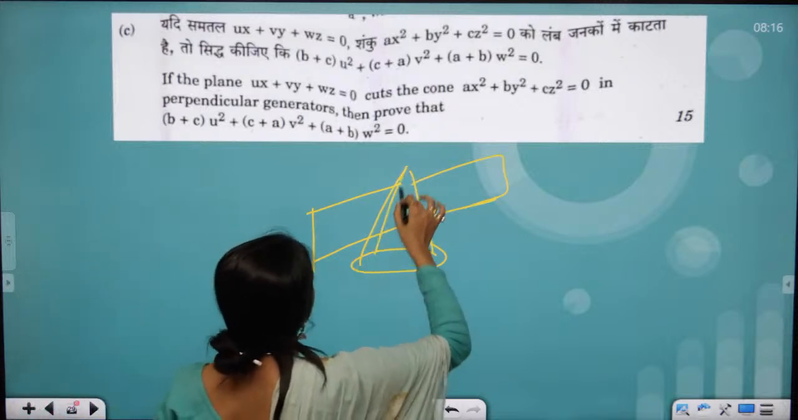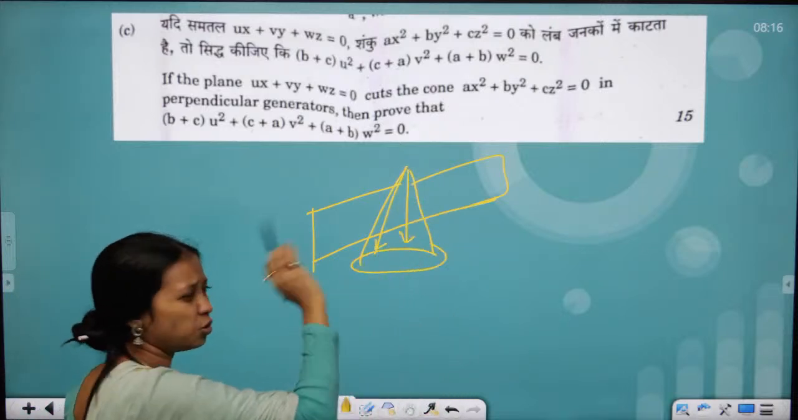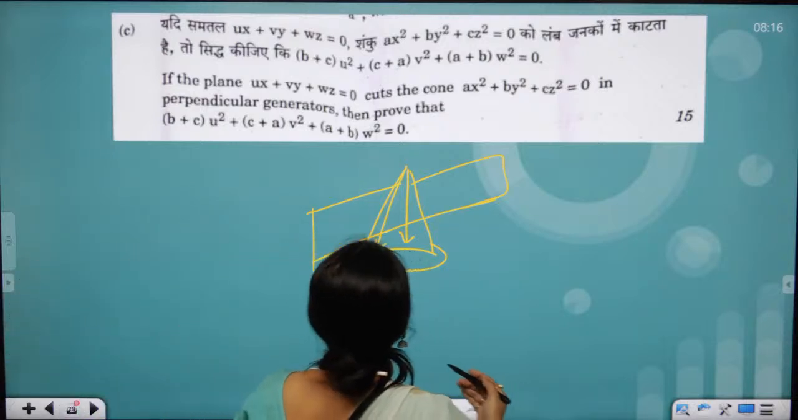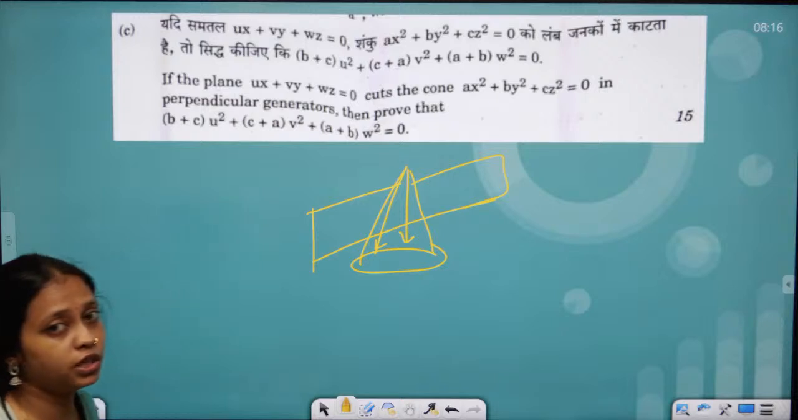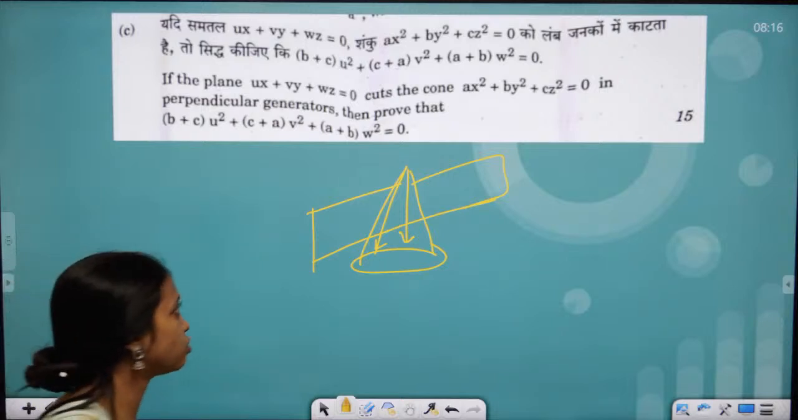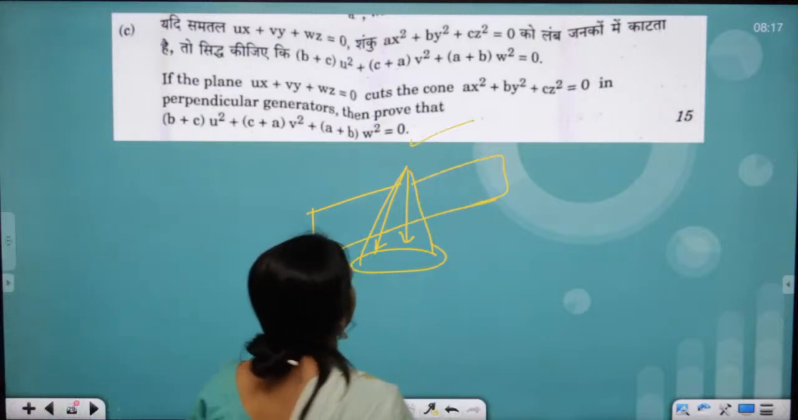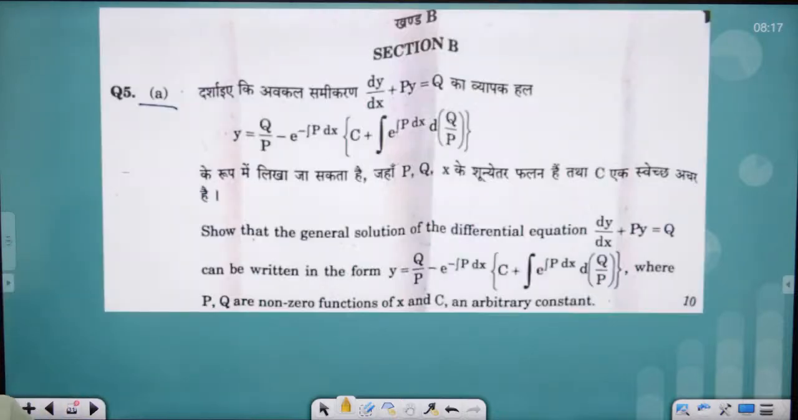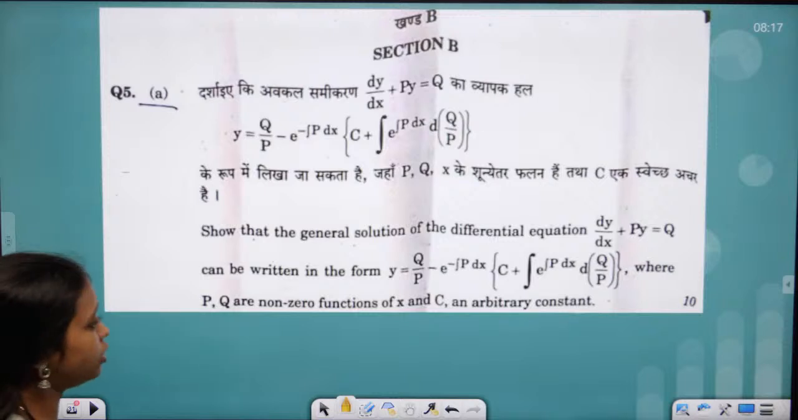So you have to work on the condition of the perpendicular generator, whole lot of formulas, equation of cone, equation of the generators, equation of the condition of being a perpendicular generator. All these conditions were required in this question, and you can easily get this result. Okay, so no discussion for this question is required. Now the section B starts.